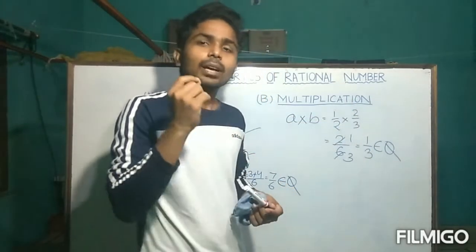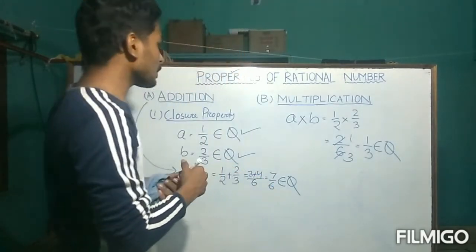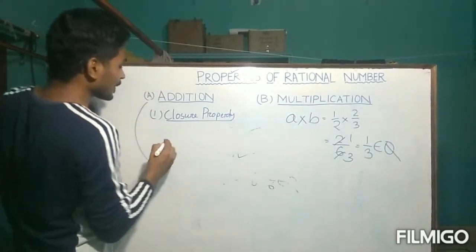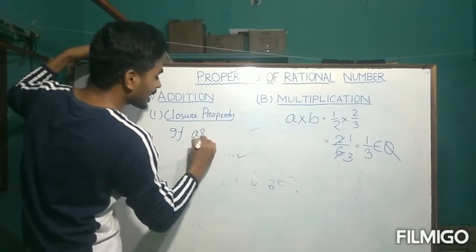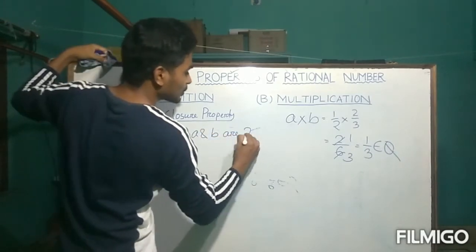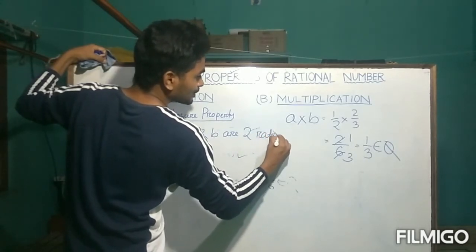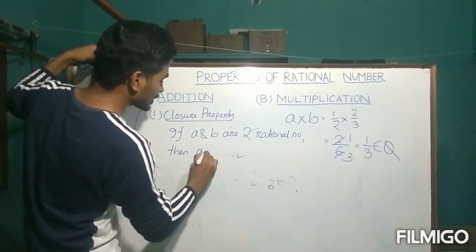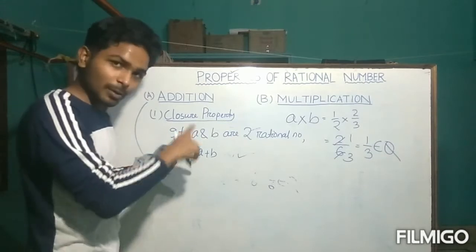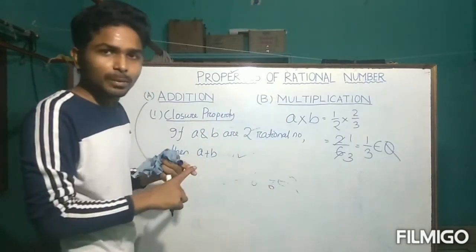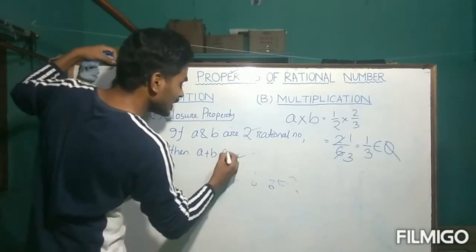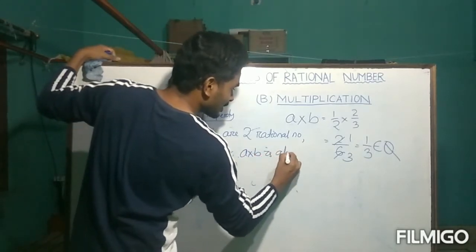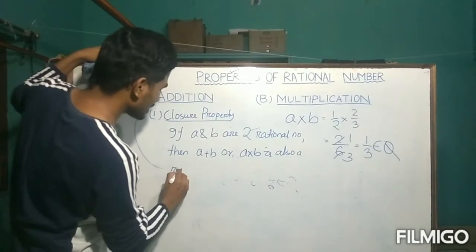And this property is known as closure property. Understood? What is closure property? We can write it down, so note it down. If a and b are two rational numbers, then a plus b or a into b is also a rational number.